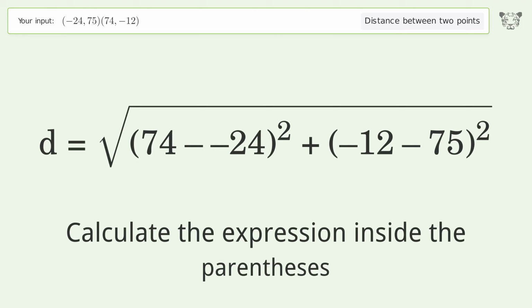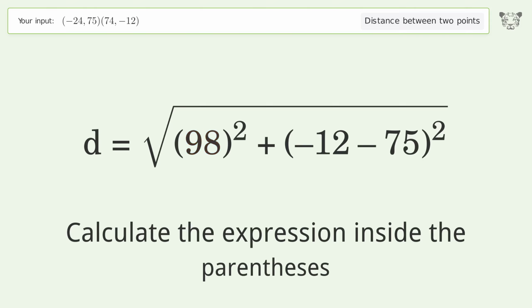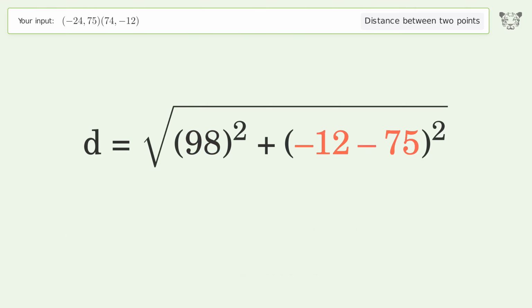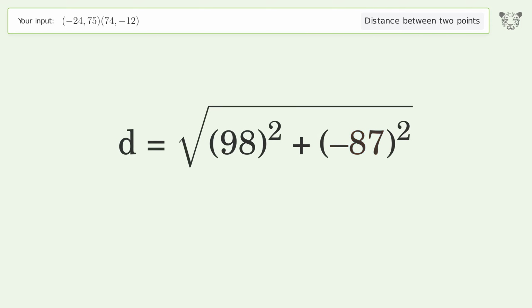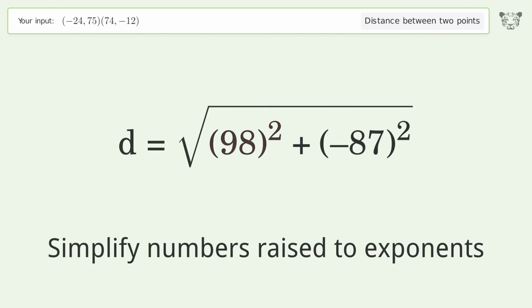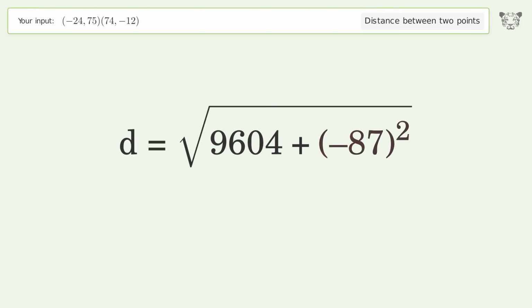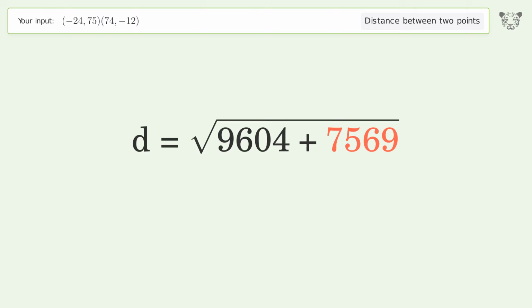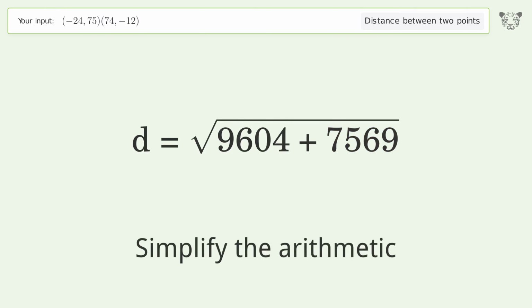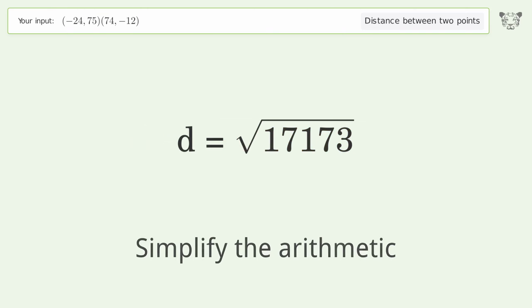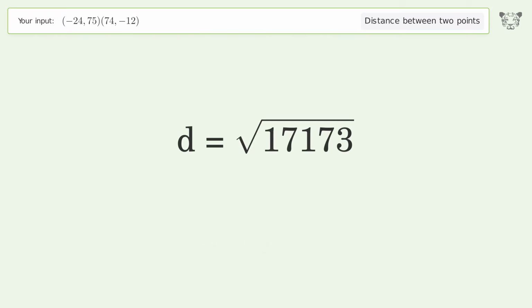Calculate the expression inside the parentheses. Simplify numbers raised to exponents. Simplify the arithmetic. And so the distance between the 2 points is the square root of 17,173, or 131.046.